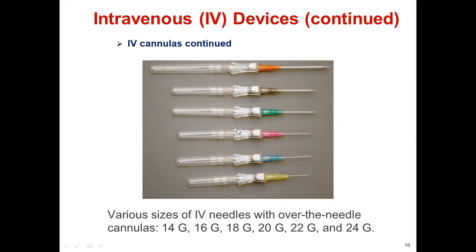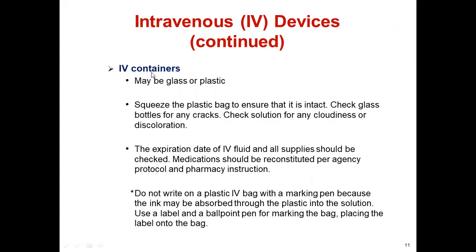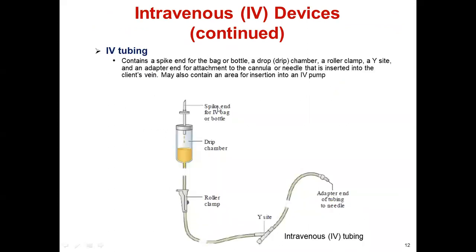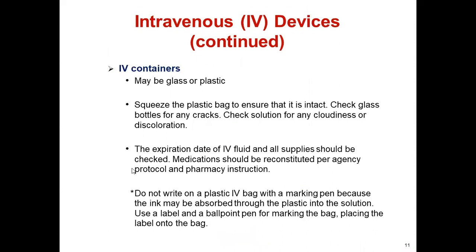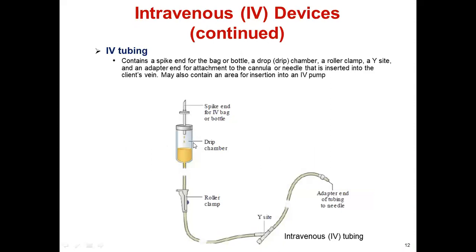IV container. So this is the tubing. This portion is called the spike. And this is the chamber we call the drip chamber. This is the roller controller. This is the adapter, and this is the Y site. So the IV container may be plastic or glass.